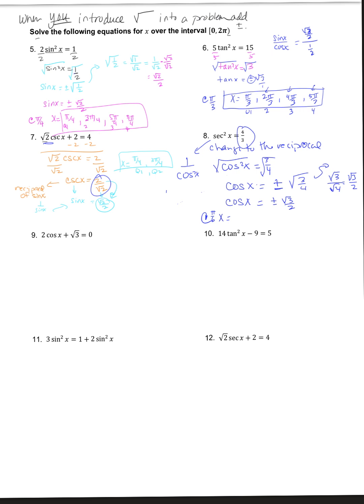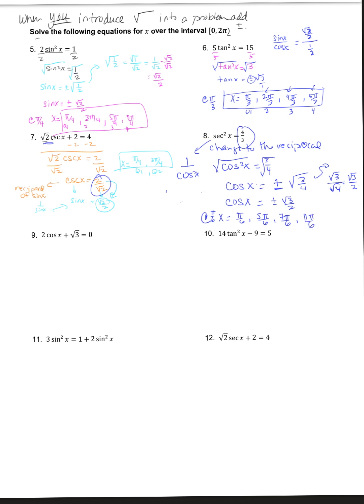So x equals, the first quadrant is pi over 6. Second, subtract 1, so it's 5 pi over 6. Third quadrant, add 1, 7 pi over 6. Fourth quadrant, multiply by 2, then subtract 1. So it's 11 pi over 6. So all 4 of these are the solution.